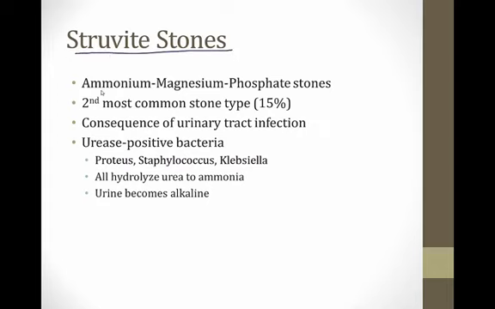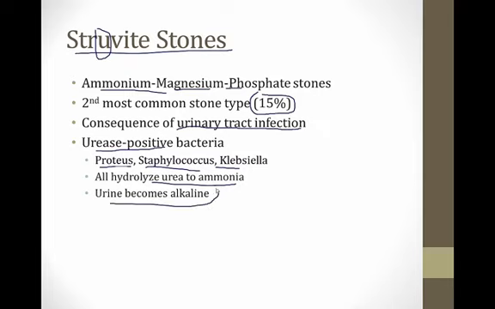These are stones made up of ammonium, magnesium, and phosphate. They are the second most common type of stone, responsible for about 15% of kidney stones, and they are a consequence of urinary tract infection. So I always remember the U in struvite stands for UTI. If you get a UTI with urease positive bacteria, these are bacteria like Proteus and Staphylococcus and Klebsiella, these all hydrolyze urea to ammonia in the urine, and therefore the urine becomes alkaline, and an alkaline environment is what creates the formation of struvite stones.